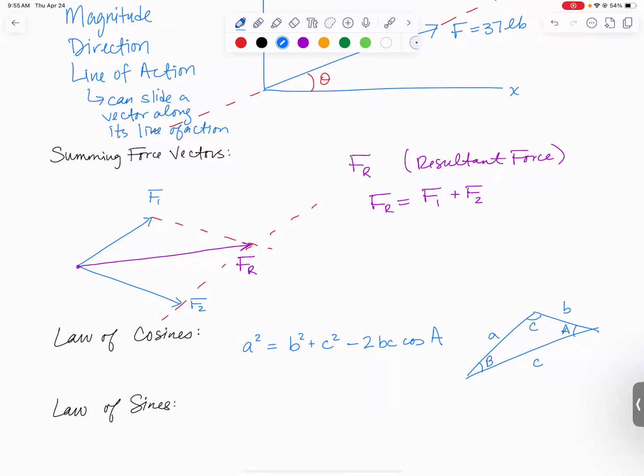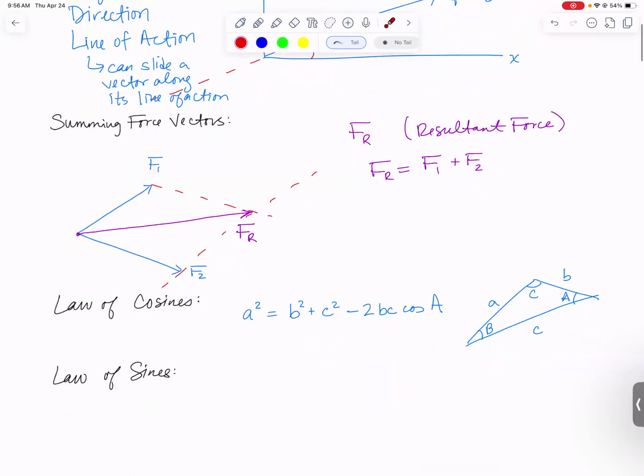Law of cosines works well when you know two sides and the angle between them. So if I know side B, side C, and angle A, law of cosines will give me the other side. Law of sines can then be used to find the missing angles.